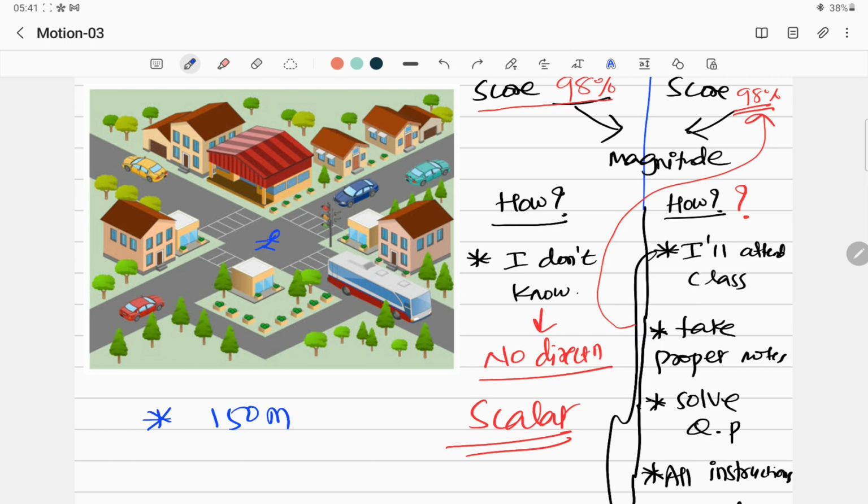If he says 150 meters straight, it is quite clear to you. So you will just cross the zebra crossing and go, and after 150 meters you will find your friend's home here. So this direction is there, no? That is very, very important.